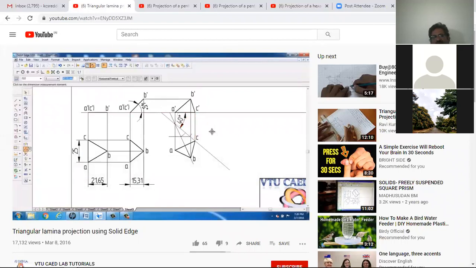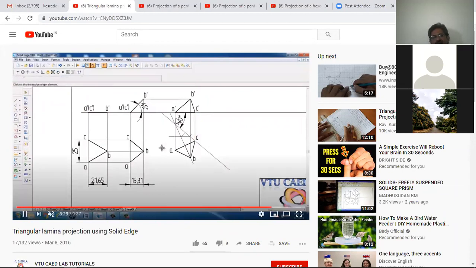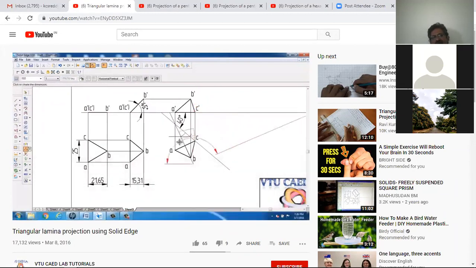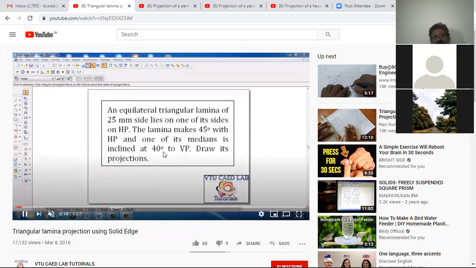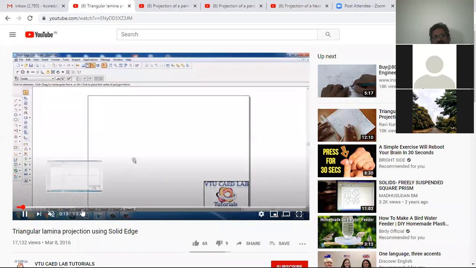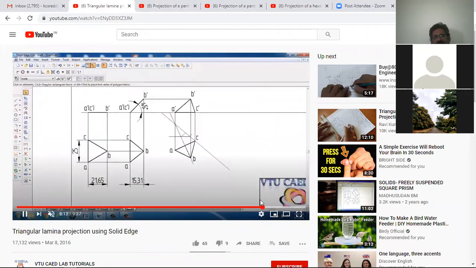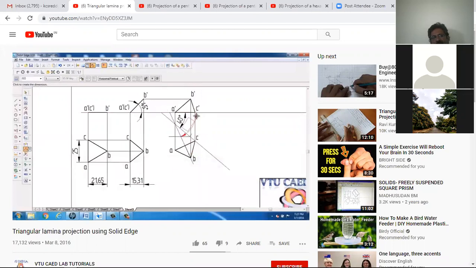So he has measured the beta angle. How much? He has taken 40 degrees. It should be 45 degrees, because in the question he has mentioned that it is 45 degrees. Okay, 40 degrees to VP. So 40 degrees is correct. After 40 degrees, measure the dimension, and then what is the beta angle? It is around 65.